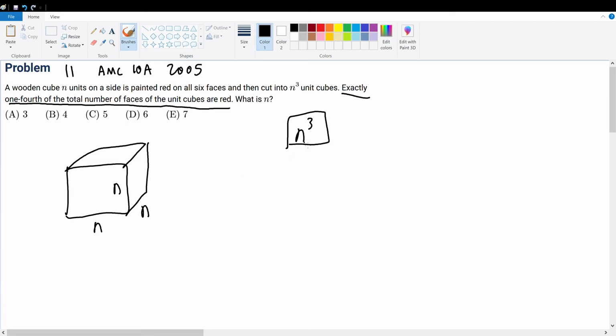So how many faces are on n cubed cubes? Well, since each cube has 6 faces, then n cubed cubes must have 6n cubed faces. So exactly 1/4 of the total number of faces of the unit cubes are red. So that's 6n cubed in the denominator because that's the total.